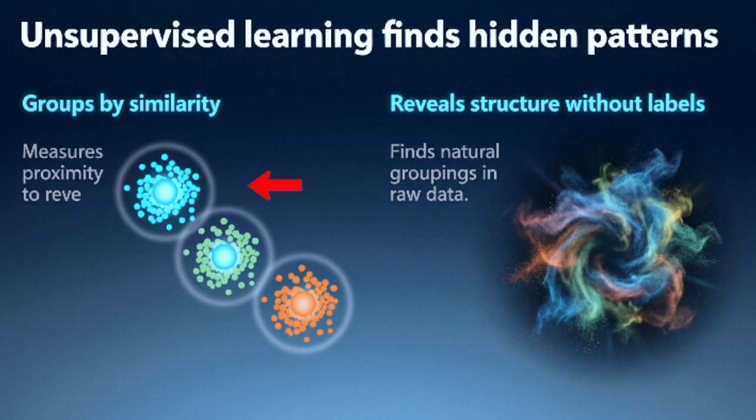Unsupervised learning is a type of machine learning that discovers hidden patterns, structures, and relationships in data without using labeled examples. Instead of learning from predefined outputs, the algorithm analyzes the similarities and differences between data points to identify natural groupings or clusters. By measuring the similarity or proximity between observations, unsupervised learning reveals the underlying structure of raw data, making it useful for tasks such as customer segmentation, anomaly detection, and pattern discovery. This approach helps uncover meaningful insights that may not be apparent from the data alone.